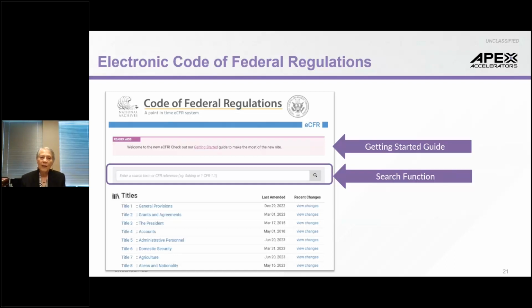This is the electronic Code of Federal Regulations. So once the rule has been formalized, it's finalized, the final rule will be put into the Code of Federal Regulations in the appropriate place. So here you see a Getting Started guide and a search function.